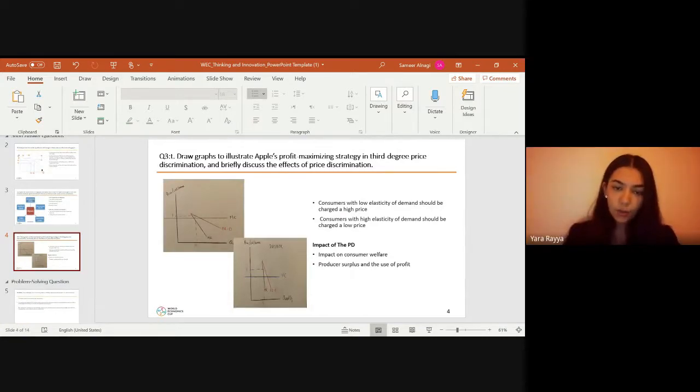My name is Yara and I'm going to be answering the third question. So based on the discrimination, we divided people into two parts, the ones with high income and the ones with low income. The consumers with low elasticity of demand will be represented in the inelastic side and should be charged a high price. Conversely, the ones with high elasticity of demand will be represented in the elastic side and charged a low price.